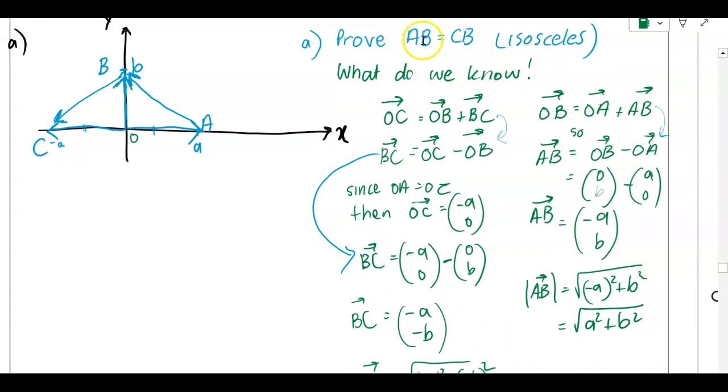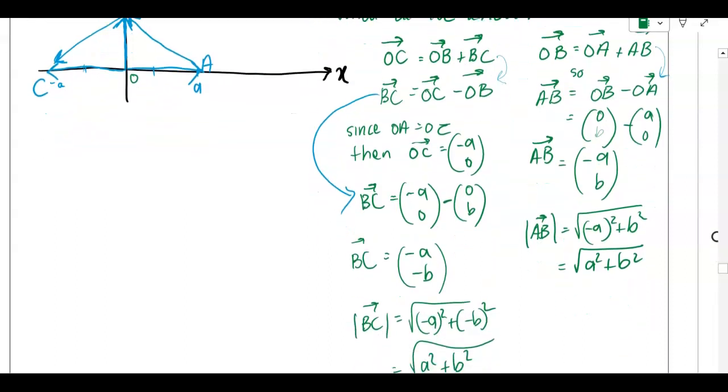Now, that's not a vector, that's a distance. So we want to find the magnitude of AB and show that that is equal to the magnitude of CB or BC, depending on which direction that you went. This is where it's not going to make much difference which direction your vector went, because when we square things, we square the negatives and the negatives go away. So let's have a look down here.